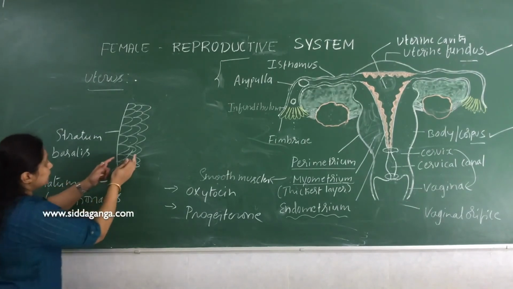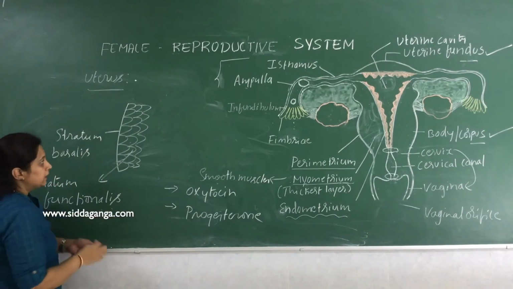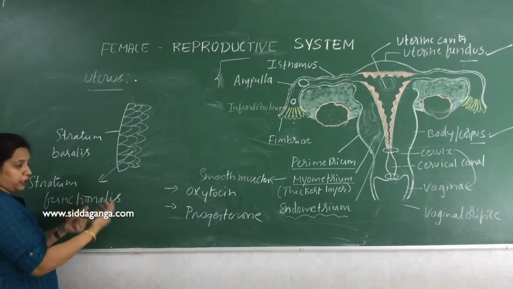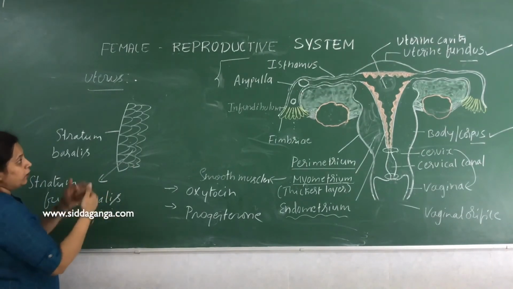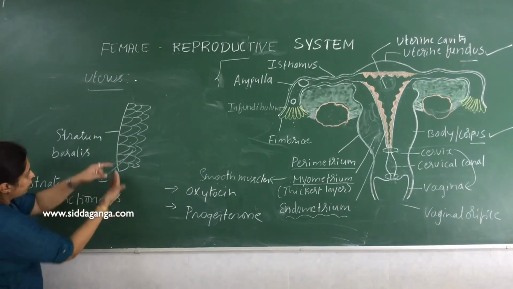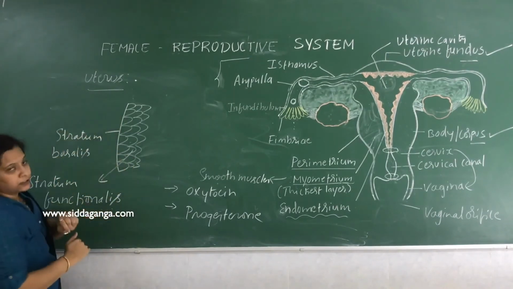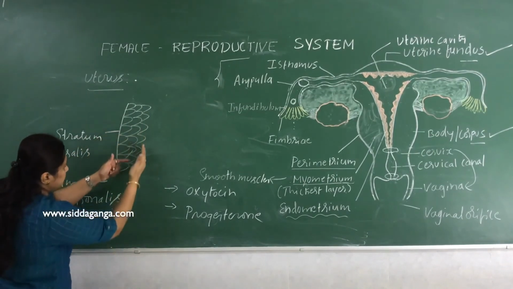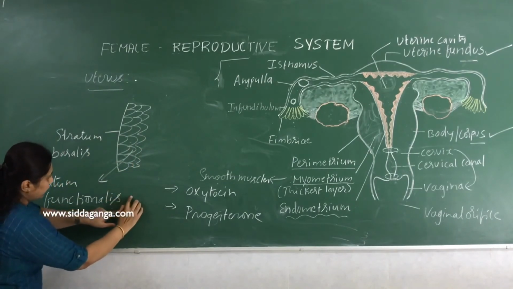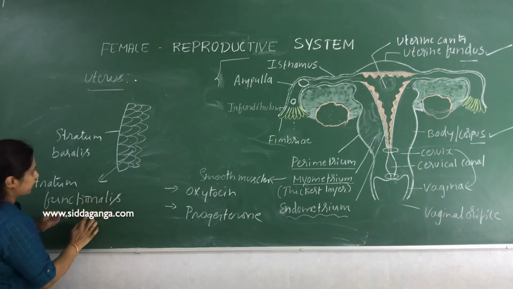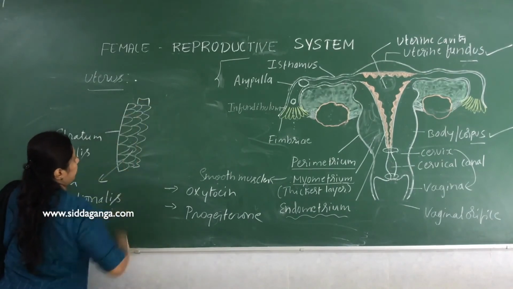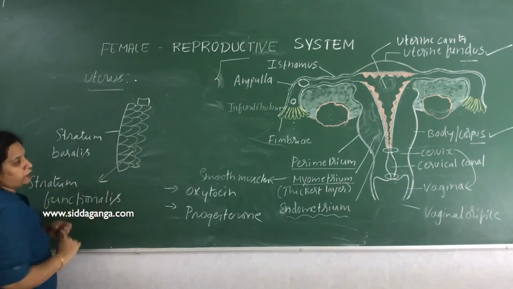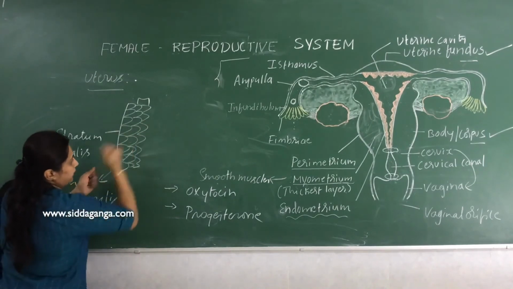This layer sheds off during every menstrual cycle. The thickening of the endometrium is brought about by the release of the estrogen hormone. Estrogen is responsible for the proliferation of the endometrial cells, so the cells of the stratum basalis multiply and increase in number, and that results in the development of a new layer called the stratum functionalis. This is the superficial layer of the endometrium. This causes the thickening of the endometrium that is necessary for implantation.